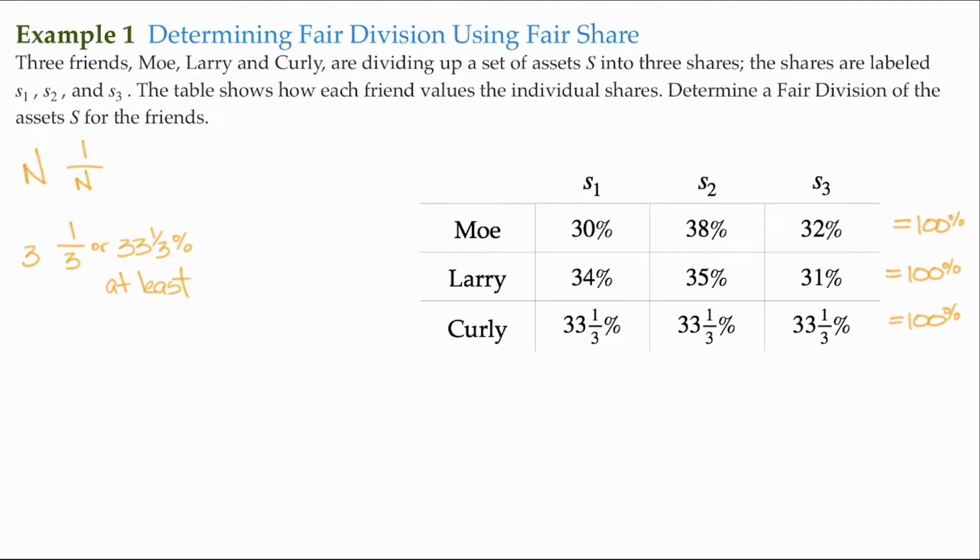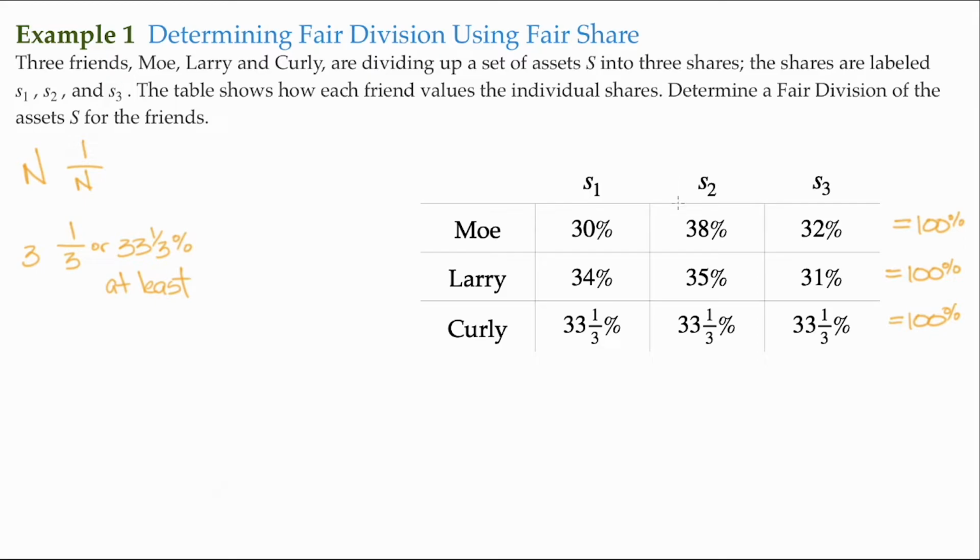Now what we need to do is divide these shares. Who gets which share? Well, if you look at Curly down here, it doesn't really matter which share Curly gets, because no matter which share he's awarded, he's always going to get at least 33 1/3% or 1 over N or 1/3 of the assets. Mo up here, the only share that he values at least 33 1/3% is the second share. So we have no other option but to make sure that Mo gets that share.